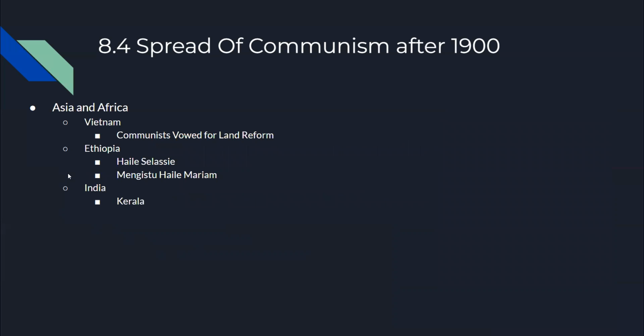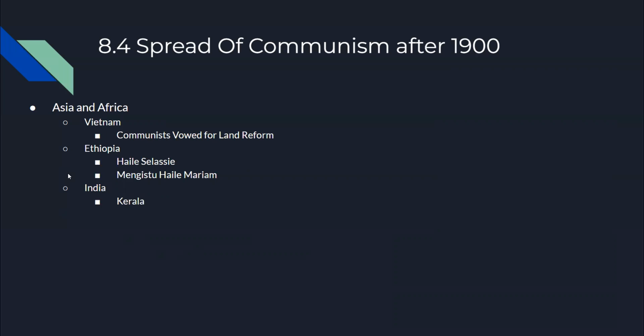So, spread of communism after 1900. In Vietnam, North Vietnam was an agricultural society and a few people controlled most of the land. Communists vowed to seize this land from large landowners and redistribute it among the peasants. This pledge won them great support among the peasant class. But when communists took power in the north, they carried out their policies violently. In South Vietnam, the government was slow to do such things and it was unpopular.